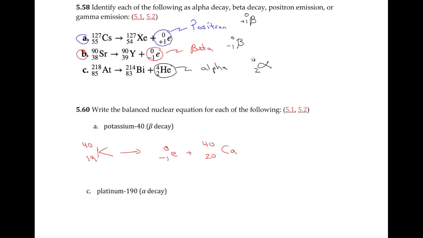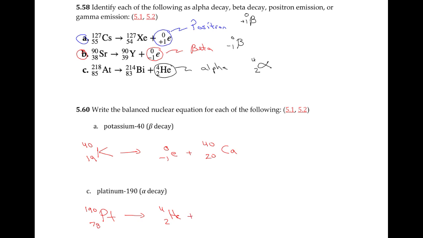The next one is with platinum. I'll write the symbol for platinum, PT. I look at my periodic table and I see that platinum is element number 78, and the isotope I'm dealing with is 190. It's undergoing alpha decay. The first thing I'll do is put my alpha particle down here.